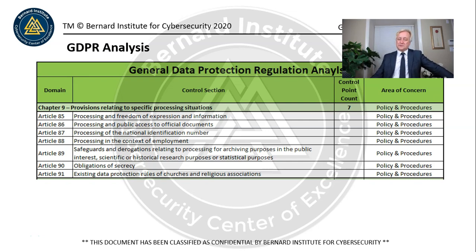Provisions related to specific processing situations. So Article 85, processing and freedom of expression and information. There needs to be a policy around how this can happen and what the procedures are in order to make it happen. The same with processing and public access to official documents. There needs to be a policy on this, and there needs to be some procedures to back it up.